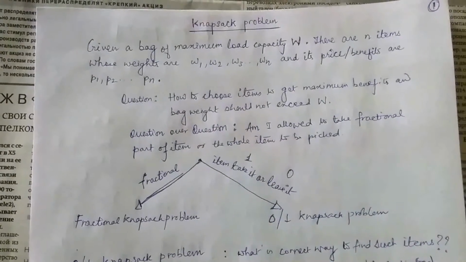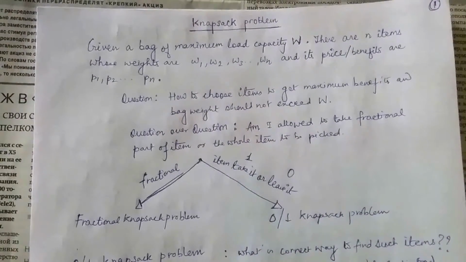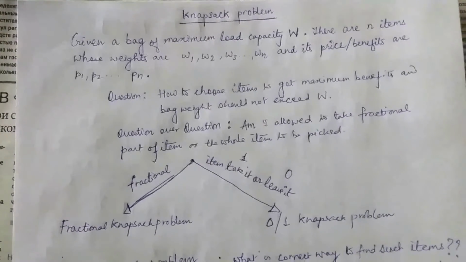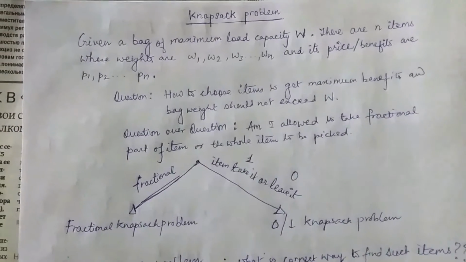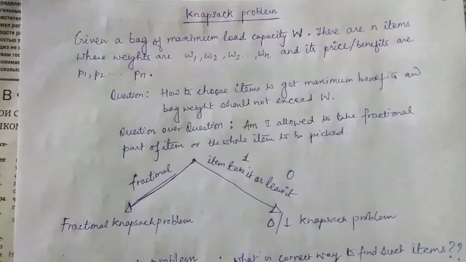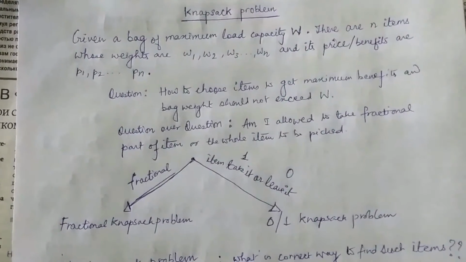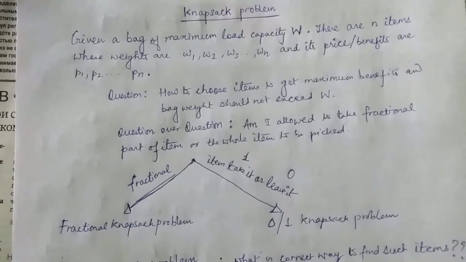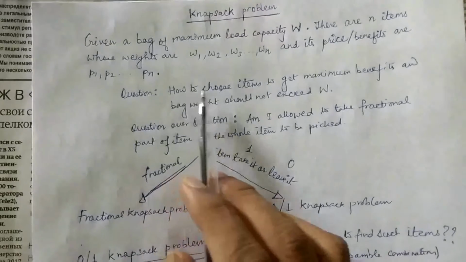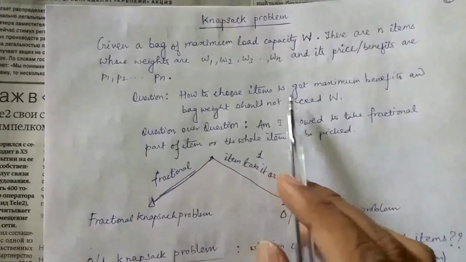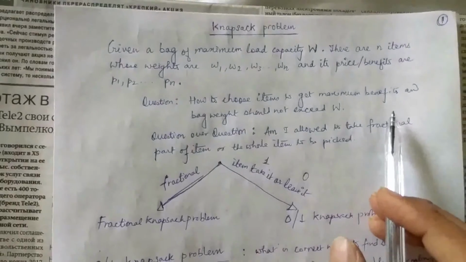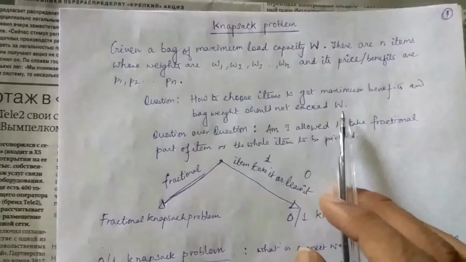We are given a bag which has a maximum load capacity W, and there are n items whose weights are given as W1, W2 till Wn, and its price, or you call it a benefit, if we pick that item, is denoted as P1, P2 till Pn. So the important question is how to choose items to get maximum benefit, and the bag weight should not exceed W.